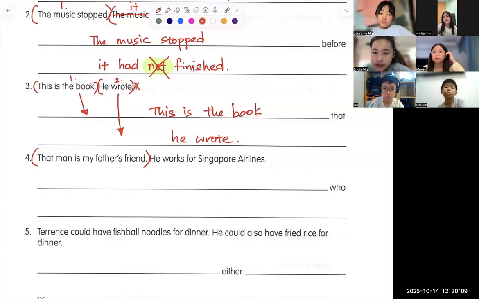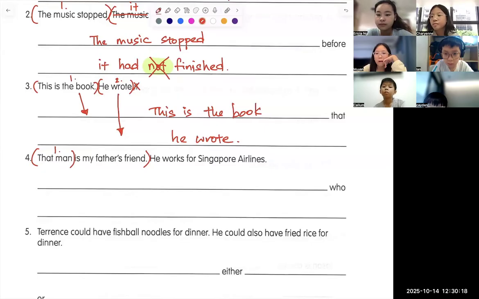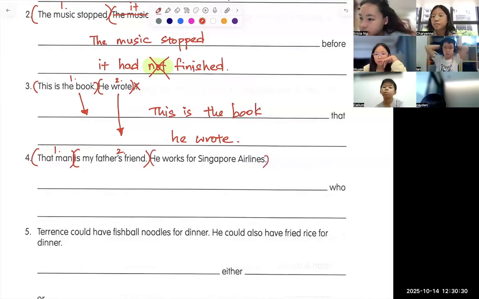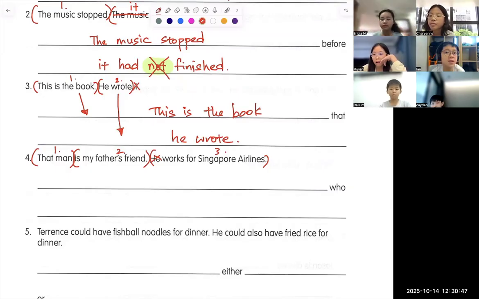Tammy, go ahead. I think I saw you raise your hand just now. Can you bring us through this question? Bracket "that man" and put 1. Okay, there we go. All right, and then? Bracket "is my father's friend" and put 2. Okay, yep. Okay, and then? Bracket "he works for Singapore Airlines" and write 3. Okay, and then? Cancel "he." Okay, cancel "he." Right. So I'm going to ask you a few questions. Why did you break up "that man" and "is my father's friend"? What do you intend to do with it? Amy, go on.